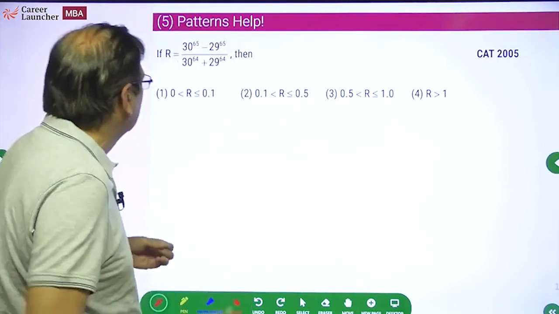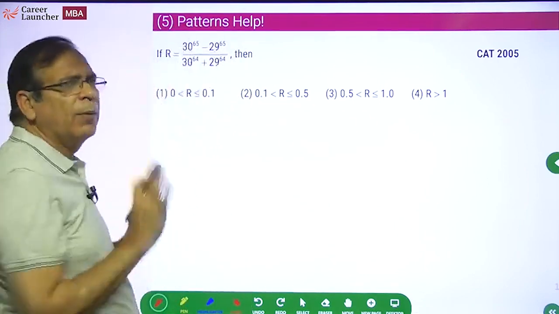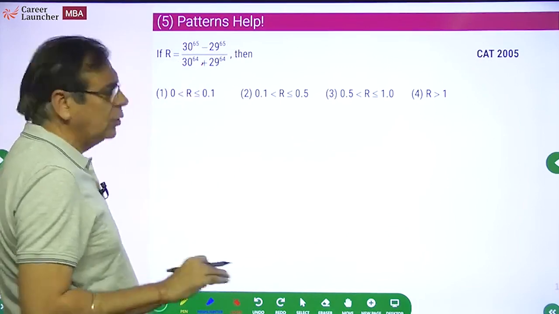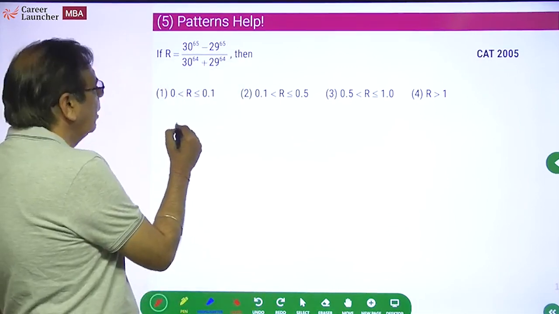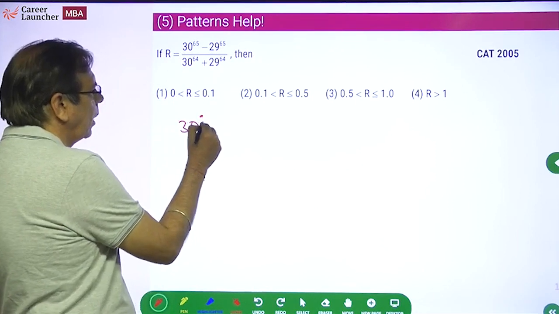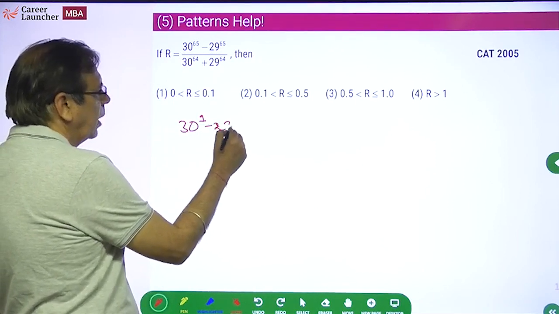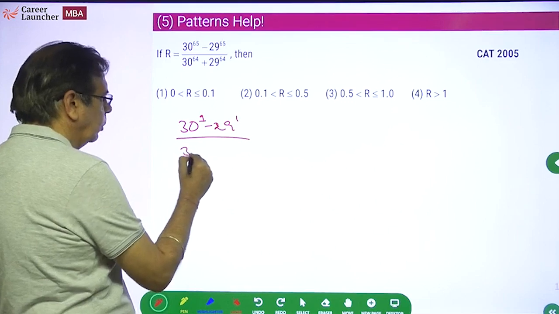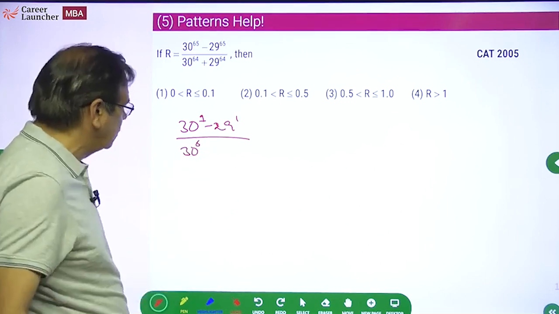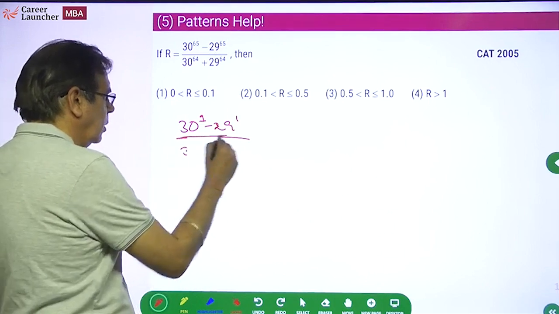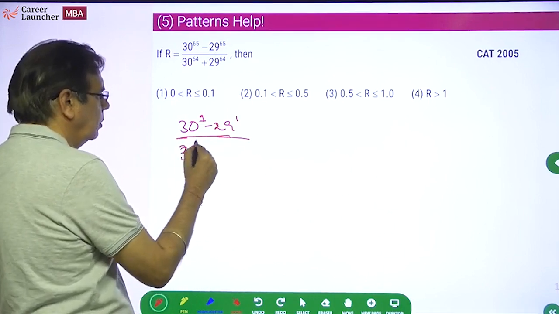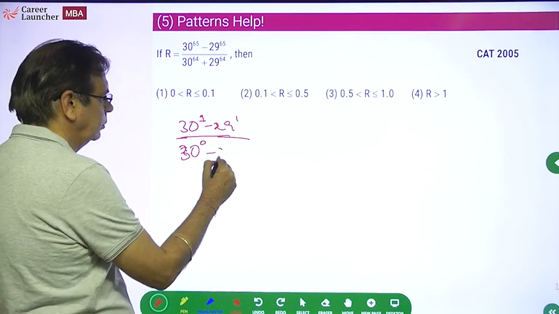What kind of pattern? So I will look at the smallest power. What is the smallest power? Can be 0. Okay, instead of 65, 64, I will say what if it is 30 to the power 1 minus 29 to the power 1 upon 30 to the power 64, sorry, 30 to the power 0 minus 29 to the power 0. So that means 0.